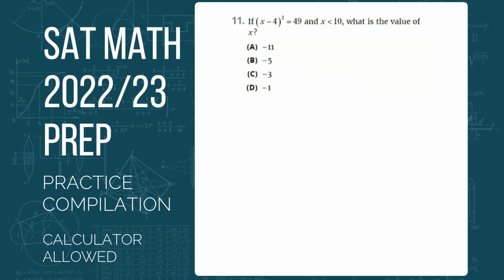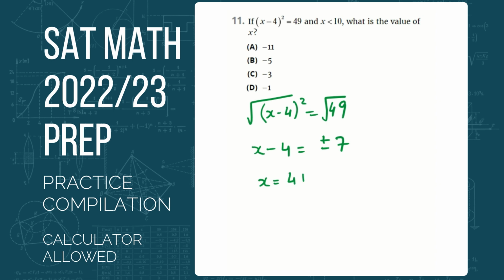If x minus 4, the whole squared, is equal to 49 and x is less than 10, what is the value of x? This seems so simple. X minus 4 squared is equal to 49. Let's take the square root on both sides, which will give me x minus 4 is equal to plus or minus 7. So let's solve. Two values of x will be 4 plus 7, which is 11, or x will be equal to 4 minus 7, which is negative 3, and x is supposed to be less than 10, so negative 3 is your answer. X will be equal to negative 3.